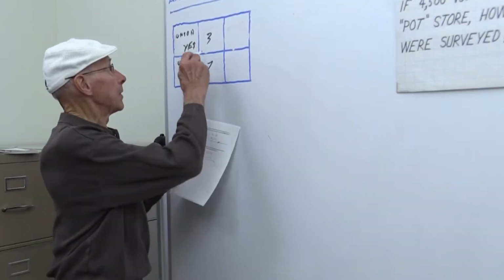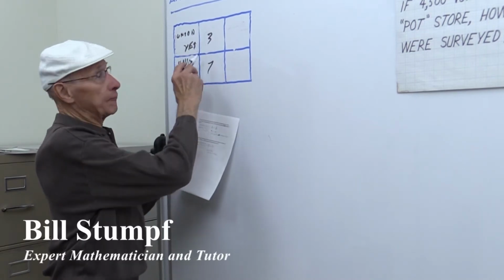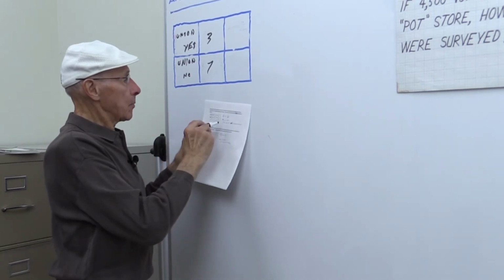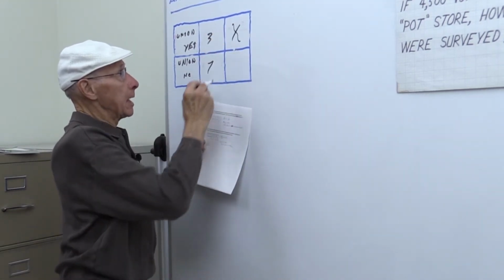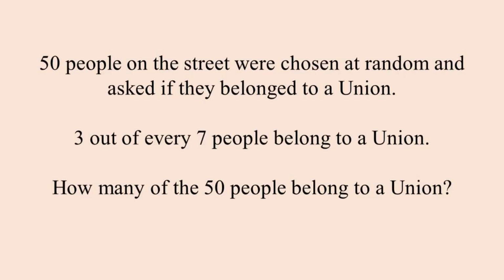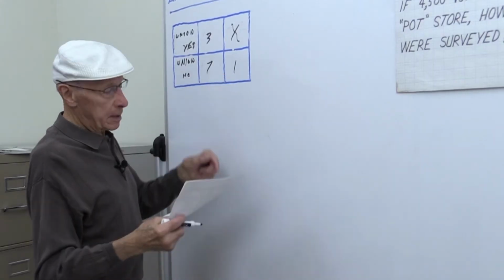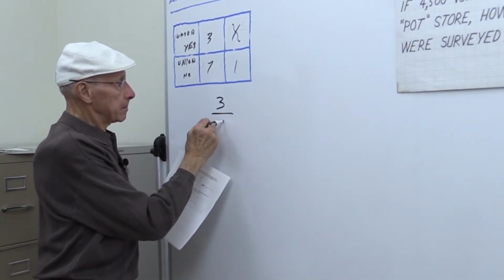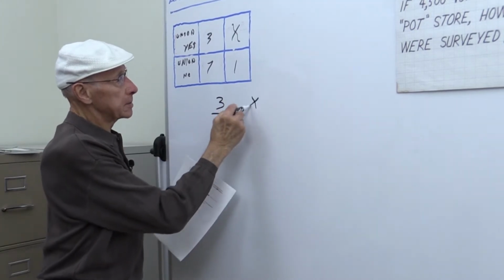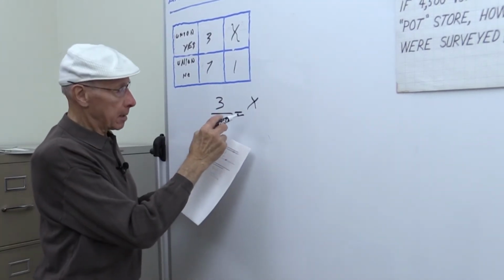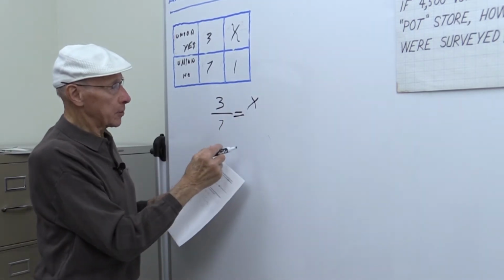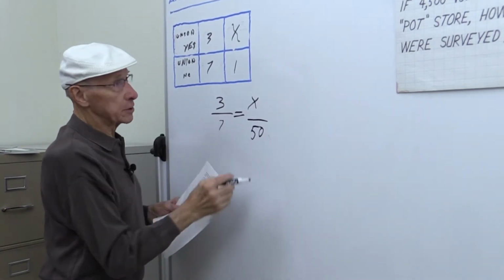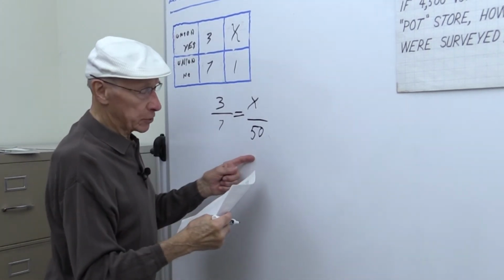So let's just see. We have 3 people for yes, they belong to a union, 7 people no. And so we want to know how many yeses there are, and we'll make that an x. And so we have to put this over 1. So we have 2 ratios here. We have 3 over 7 is equal to x, the number that we want to find out that belong to a union, and x over 50, which is the total number of people that were chosen at random.